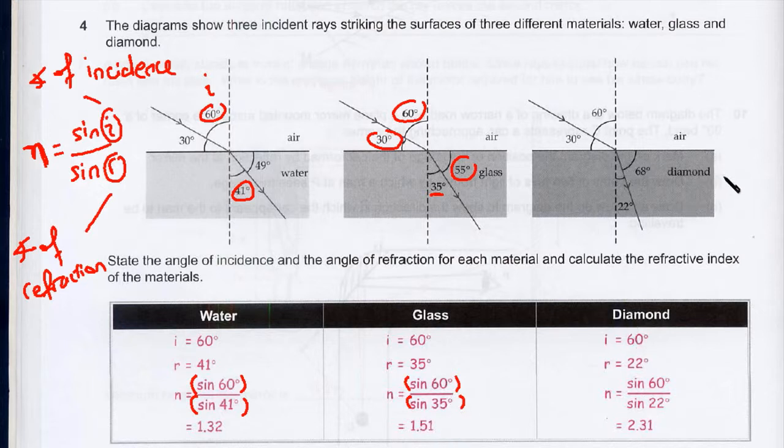And lastly, the example of diamond, same thing. The angle of incidence is 60. The angle of refraction is 22. The 30 degrees and 68 are there to distract you. Using the formula again, n equals sine i over sine r, sine 60 over sine 22. When you are pressing the calculator, remember to put in the brackets. And when you divide these two values, you should get 2.31.